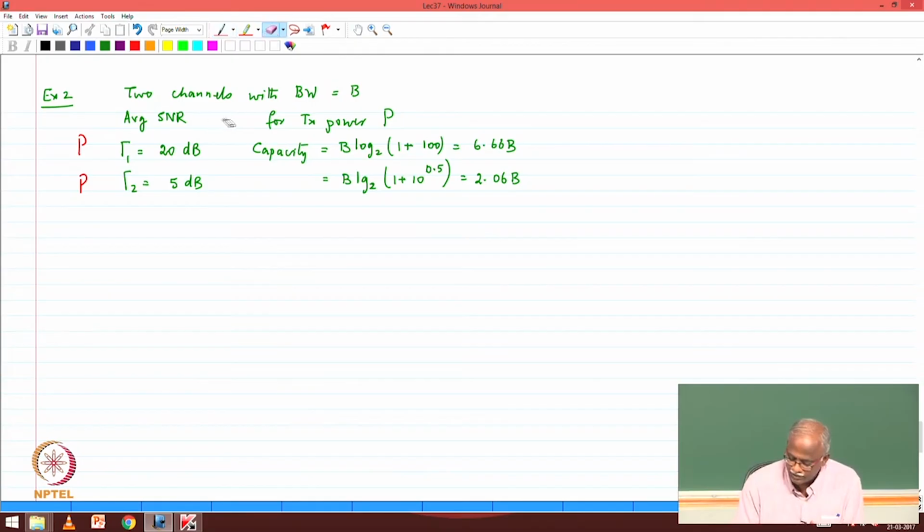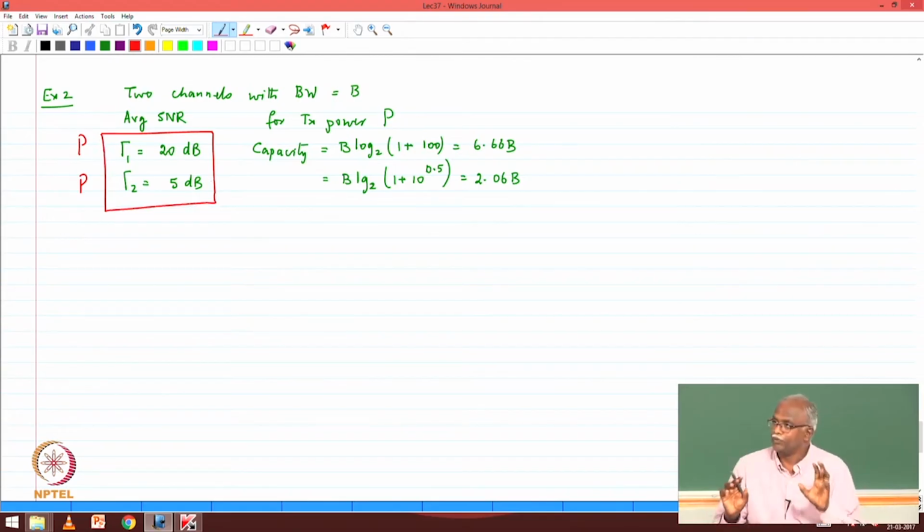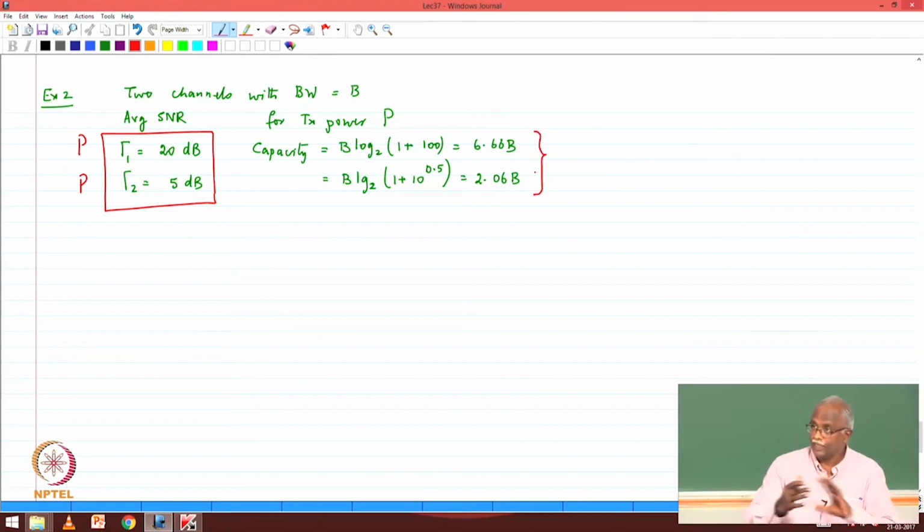I'm sorry. The average SNR for Tx power P is given by this. It's not that both have the same average SNR. So if I feed equal power P to both the channels, channel 1 gives me 20 dB SNR, channel 2 gives me 5 dB SNR. So I can give P to each. Then the capacity that I will achieve as a combination of these two channels comes out to be the sum of these two capacities, which is 8.72B. Okay. So here is the interesting calculation.